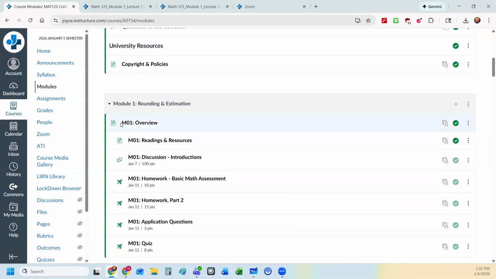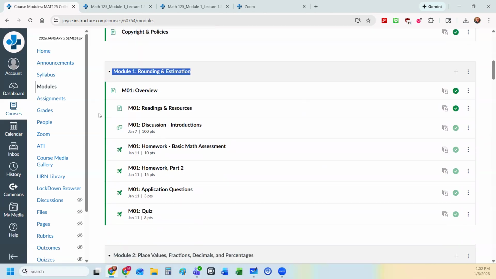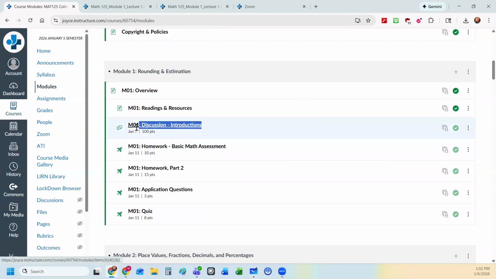In the first week, we'll be going through Module 1, Rounding and Estimation. So that's where we'll start today. And there's going to be typically homework and discussions for every week. This week's discussion is an introduction. I saw that most of you have gone in and done that. And if you haven't yet, you'll want to get in there and make sure that you write your introduction and respond to other students.